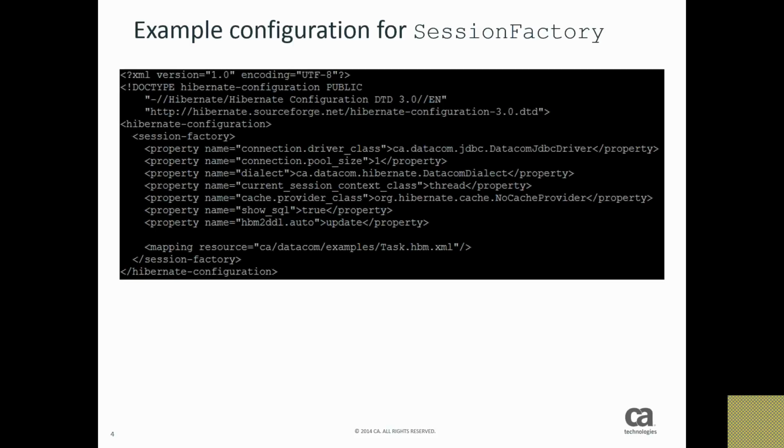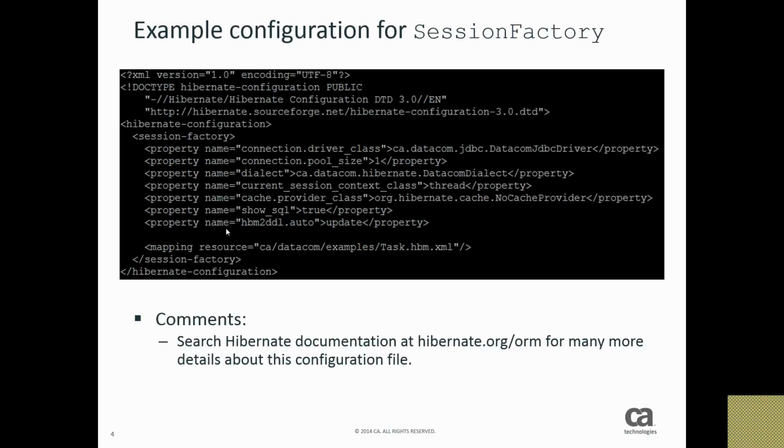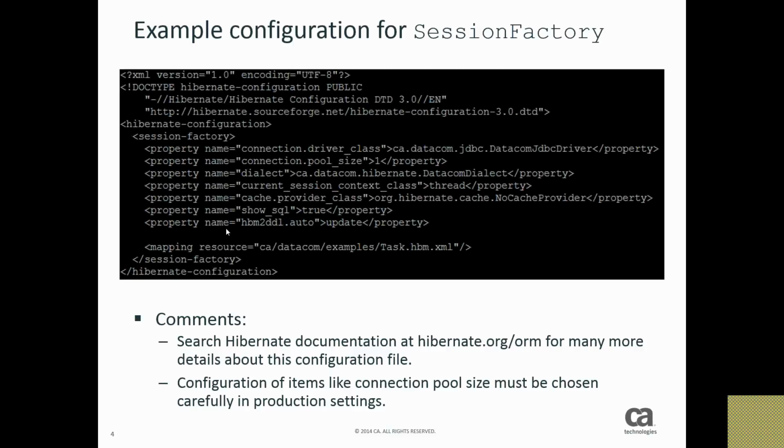Here's the XML for the CFG, the configuration, and notice on the first property, we've got the driver class, which is the JDBC driver for Datacom, and then here we have the fully qualified class name of the Datacom dialect. Other properties appear, and in fact there are a great many further properties that would need to be taken into careful consideration for a production deployment. For example, the connection pool size probably should be bigger than one in a production environment and so forth.